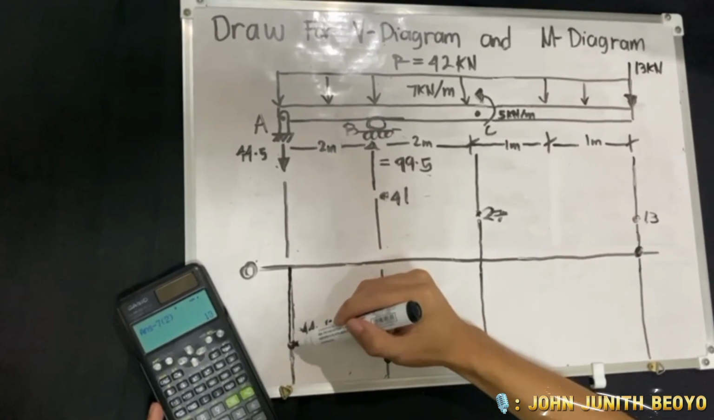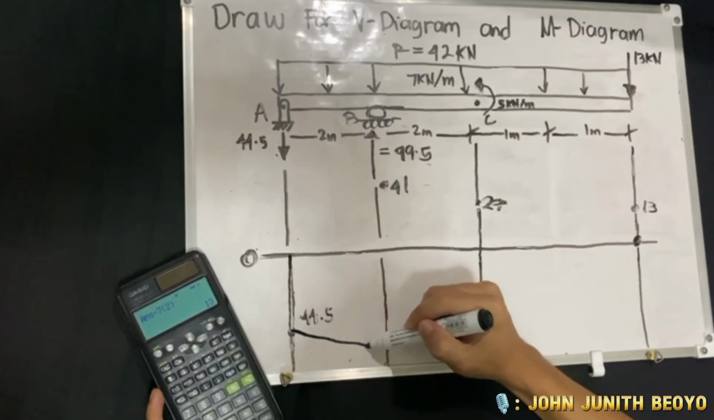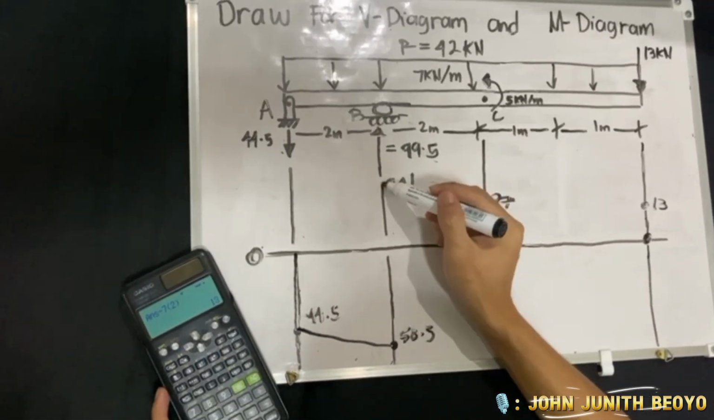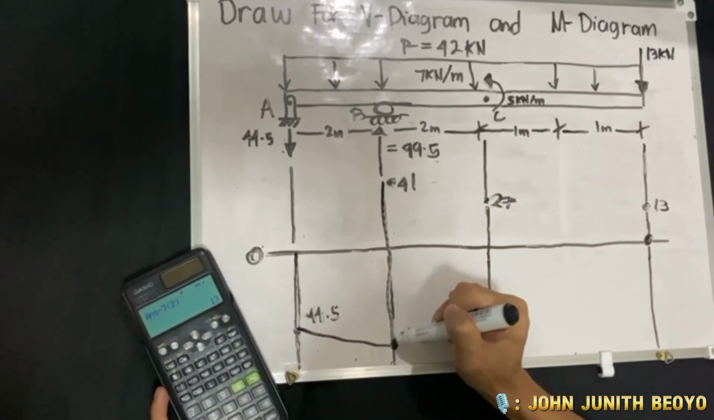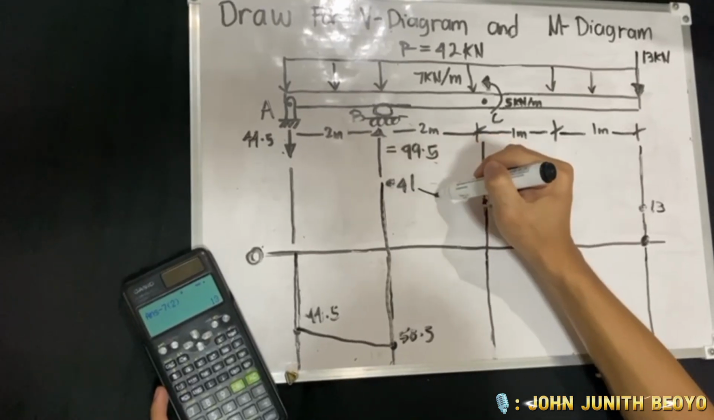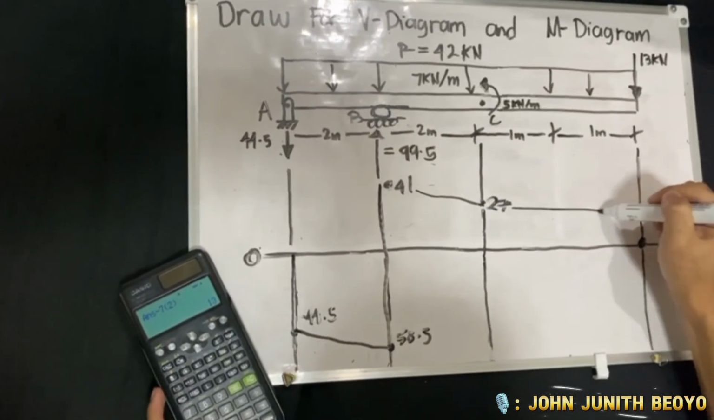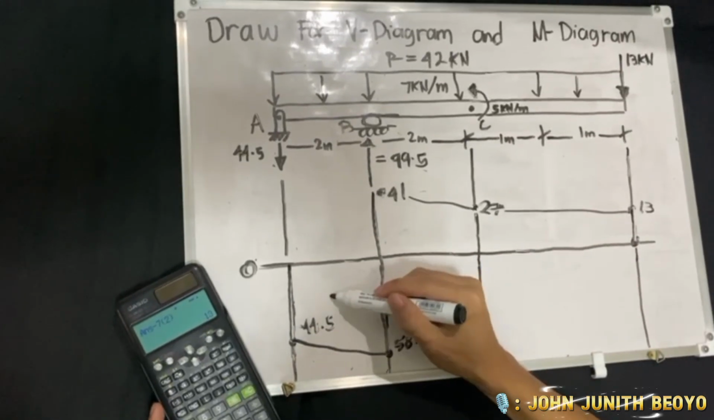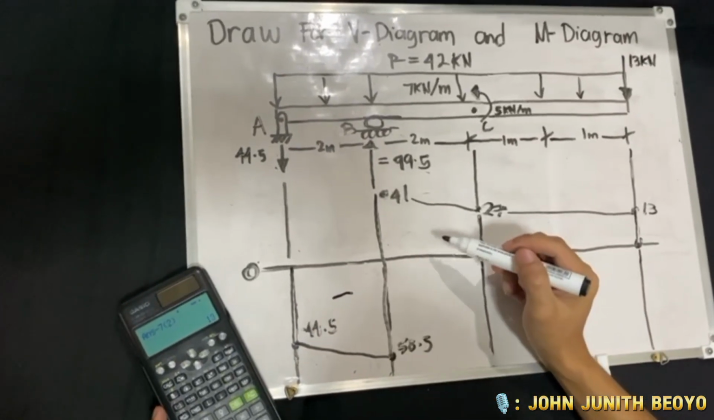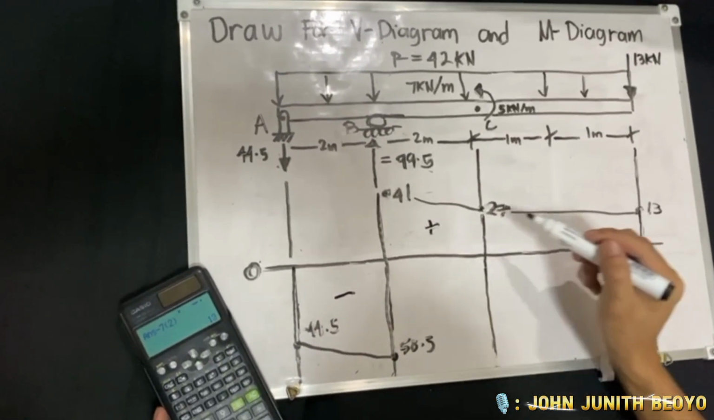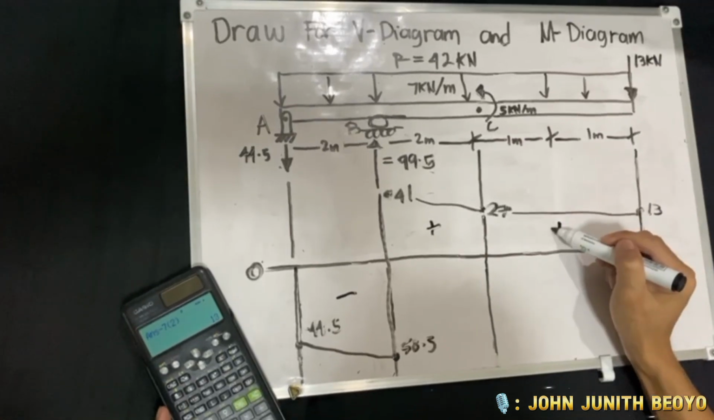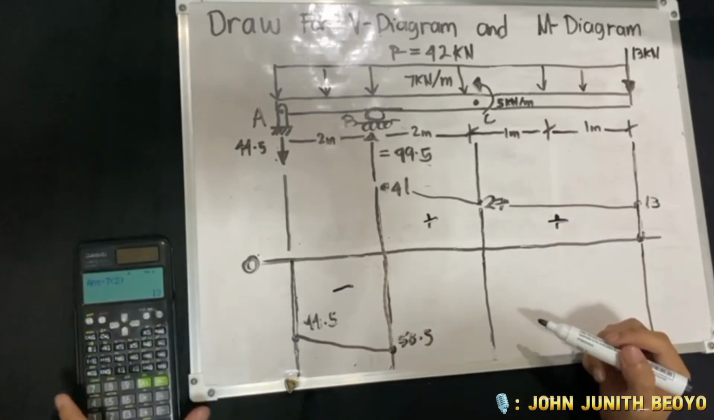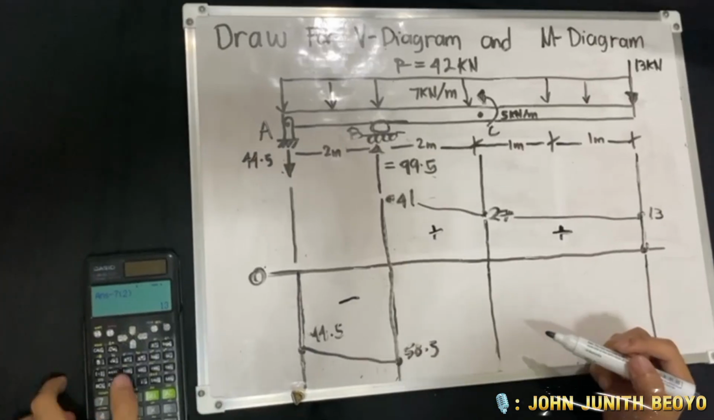Okay, now let's close this diagram from here to here, going here, and to close this to 0. This is a negative shear, positive shear, and another positive shear. That's it for our shear diagram.